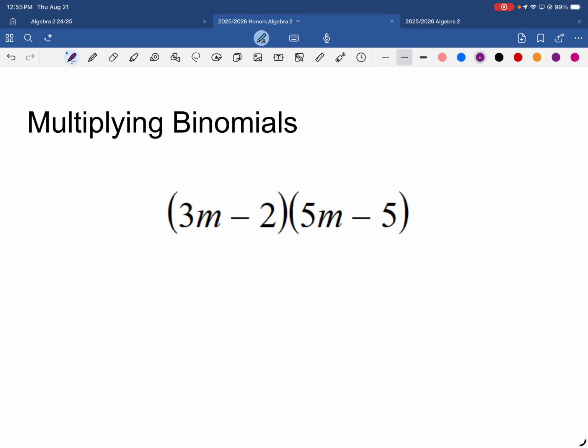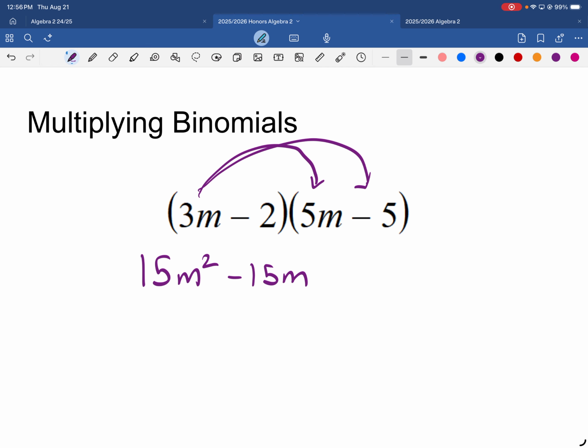Whether it's just a distributive property, or a binomial times a binomial, or a trinomial times a trinomial, every single term from that first grouping has to be multiplied by everything else. So I have to take 3m times 5m. 3m times 5m is 15m squared. I have to take 3m times negative 5, which is negative 15m.